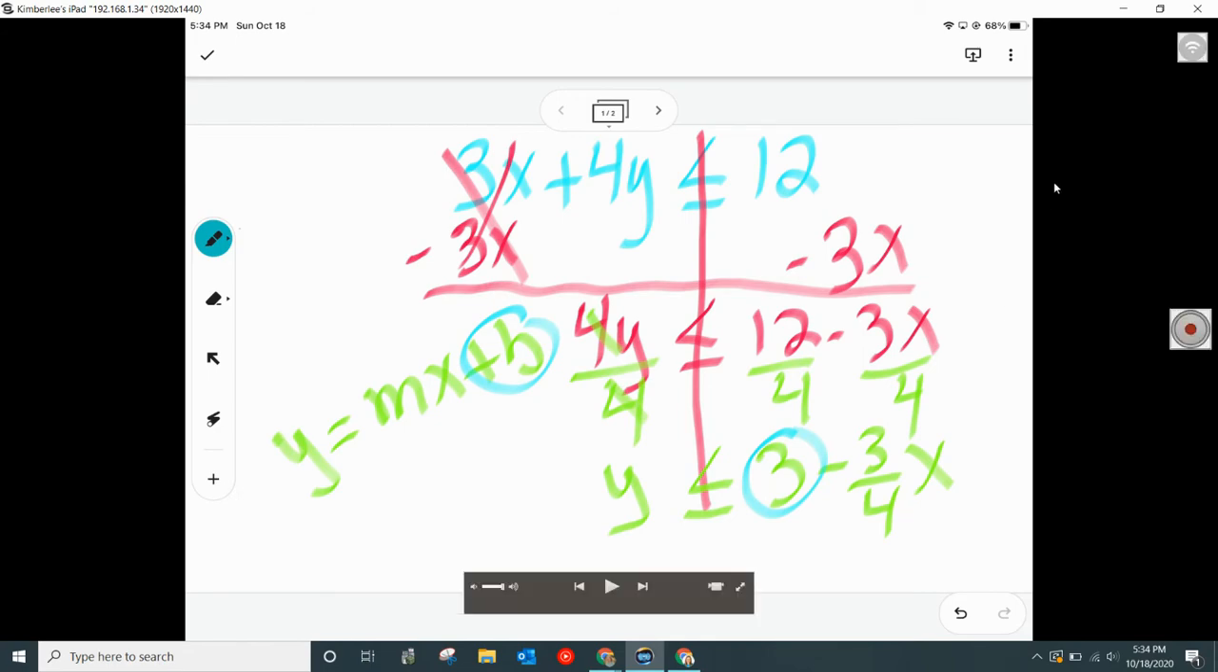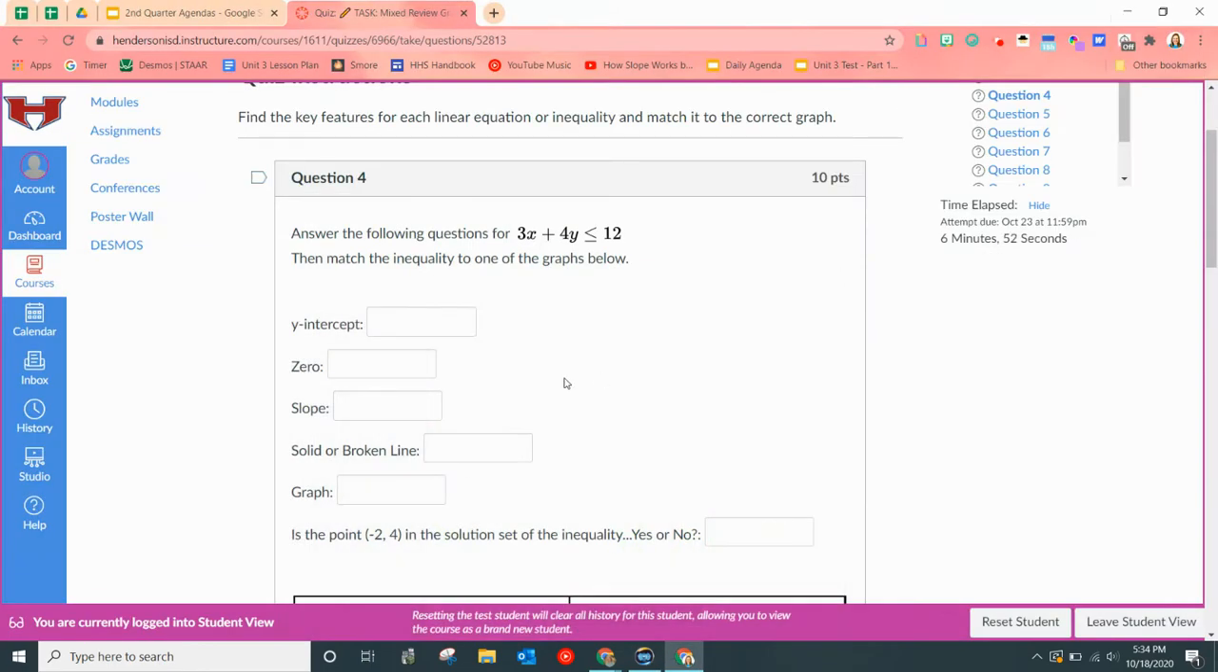So for this one, we could put that our y-intercept is, and you can type this as an ordered pair or as a number, but it is the ordered pair. Remember, anytime you're on the y-axis, your x value is 0. So 0, 3. Then it wants us to find the 0. So remember, think back to the vocabulary activity we did at the beginning of Unit 3. 0 is just another word for x-intercept. So 0 is an x-intercept.